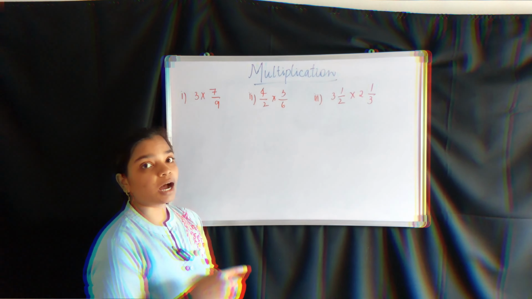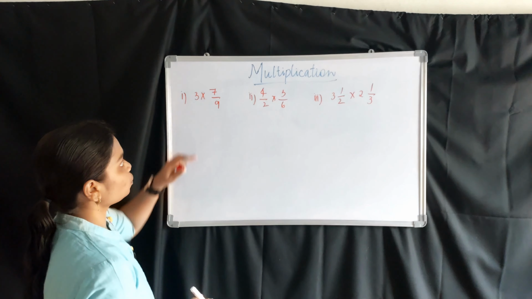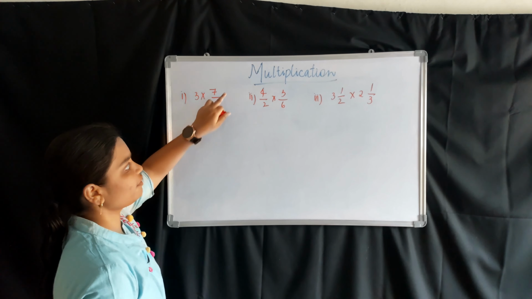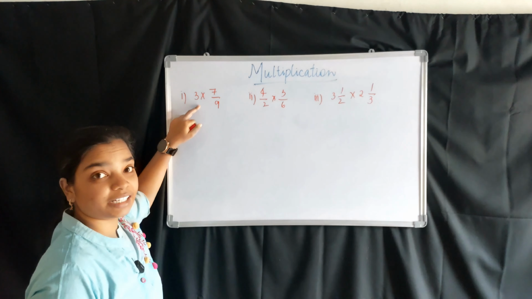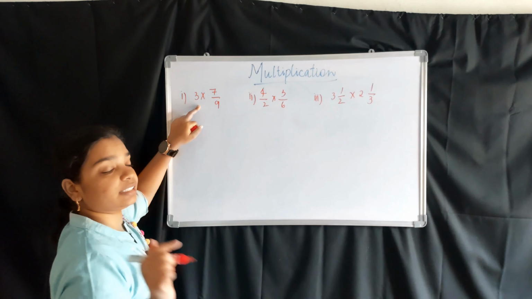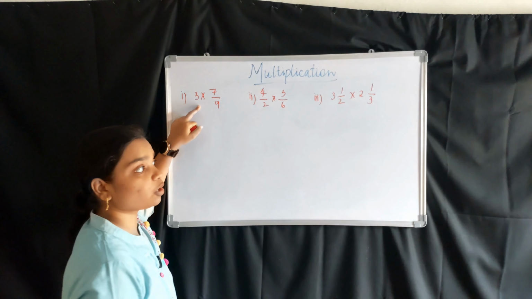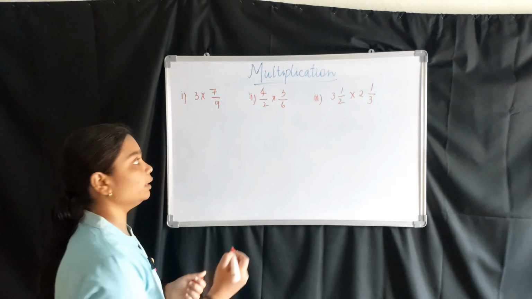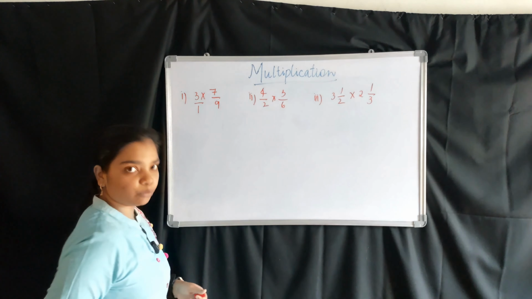Let's now learn how to multiply the fractions. Here we have been given 3 into 7 by 9. Here we don't see any denominator. In case in any fraction you don't see the denominator, just put 1. So it is 3 by 1.